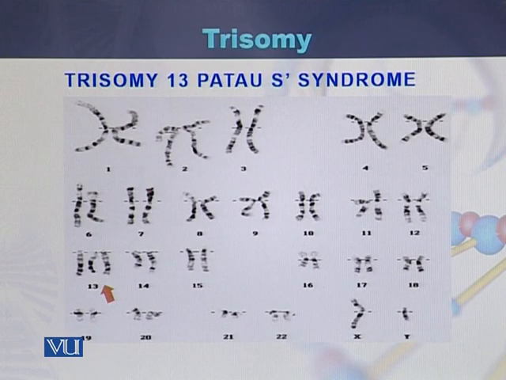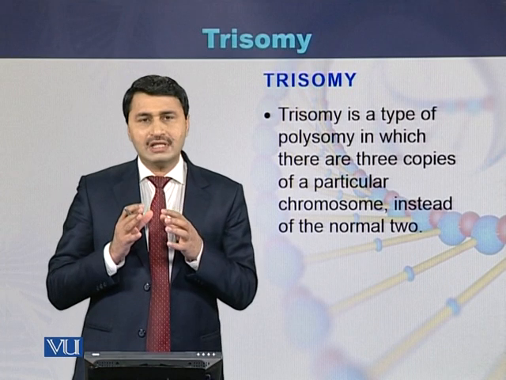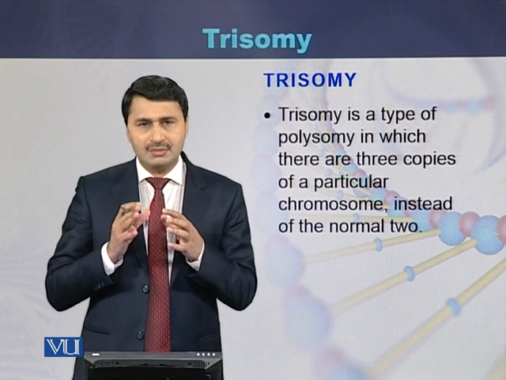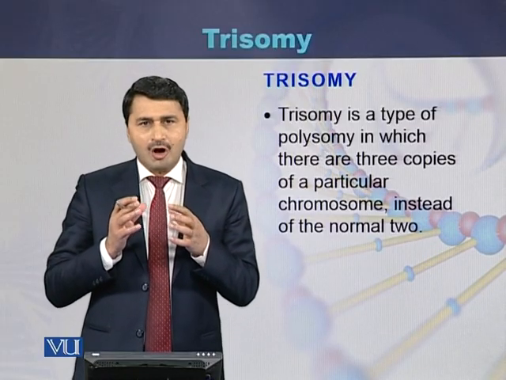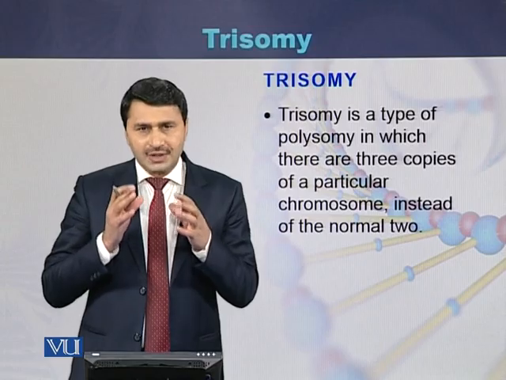This is the second example, trisomy 13. In case of trisomy 13, we can see that all the chromosomes are in diploid or homologous form, except chromosome 13, where we can see that there are 3 chromosomes. So trisomy is the type of polysomy in which there would be 3 copies of a particular chromosome.